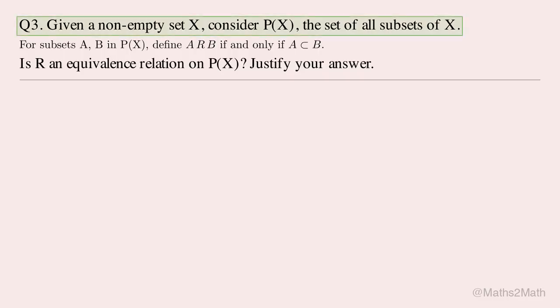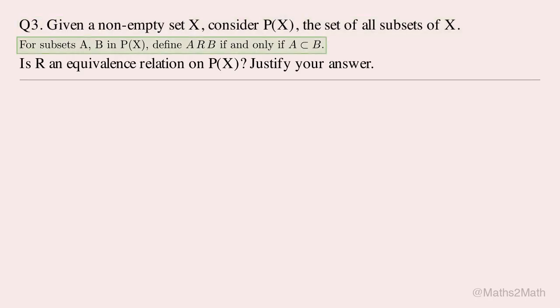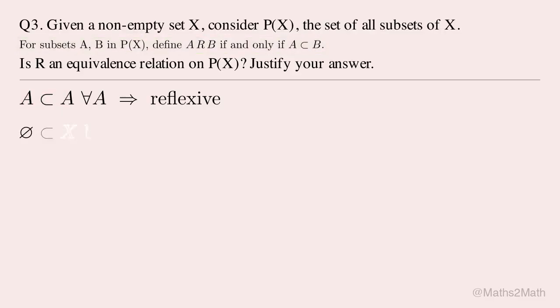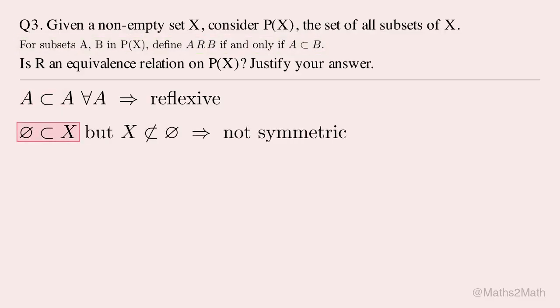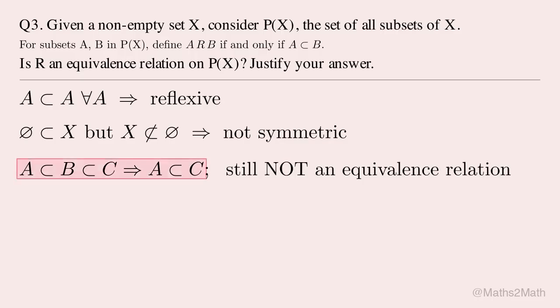Question 3. P of X is the collection of all subsets of a non-empty set X. A relates to B when A is a subset of B. Is this an equivalence relation? Reflexive, every set is a subset of itself. But symmetric fails. The empty set is a subset of X, while X is not a subset of the empty set. Transitivity does hold, a subset of a subset is a subset, but one failed property is enough. Not an equivalence relation.